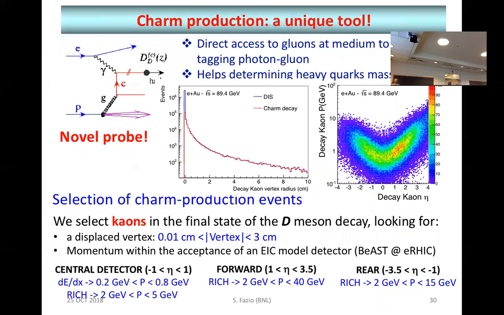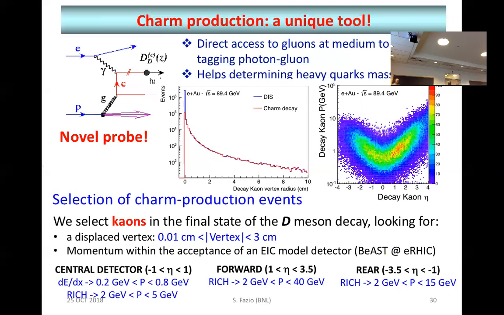A novel probe which will make a difference at the EIC, and which was mentioned in the previous talk, is to measure charm. We can do a very nice job if we carefully plan the detector to measure charm at an EIC. For instance, we consider charm measured out of kaons coming from the decay of the D mesons produced. This is nicely tagged if you require a displaced vertex, which here we assume between 0.1 centimeters and 3 centimeters. And then you need to have kaon ID basically everywhere in your detector: in the central region, in the forward, and in the rear region.